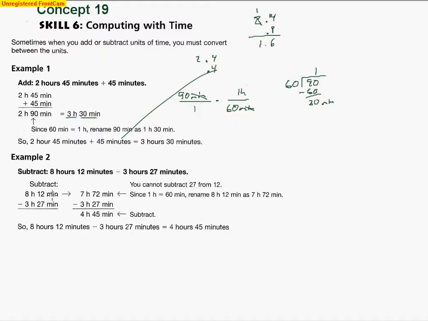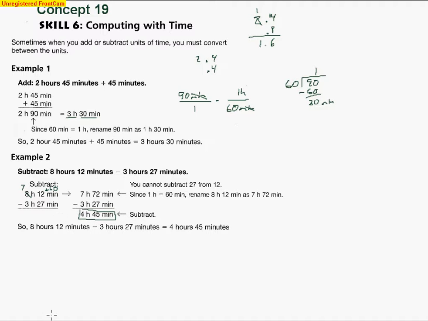Well, we do the same sort of thing with this other problem. We have to borrow from the 8. So that's what they did here. They changed the 8 to a 7, and that's why they wrote 7. Then they added 60 minutes to the 12 minutes, because 1 hour is 60 minutes. So 12 plus 60, that's how they got the 72. And so then they can do the subtraction. They subtracted 27 from the 72 minutes, got 45 minutes, and 7 minus 3 made 4 hours. So 4 hours and 45 minutes.